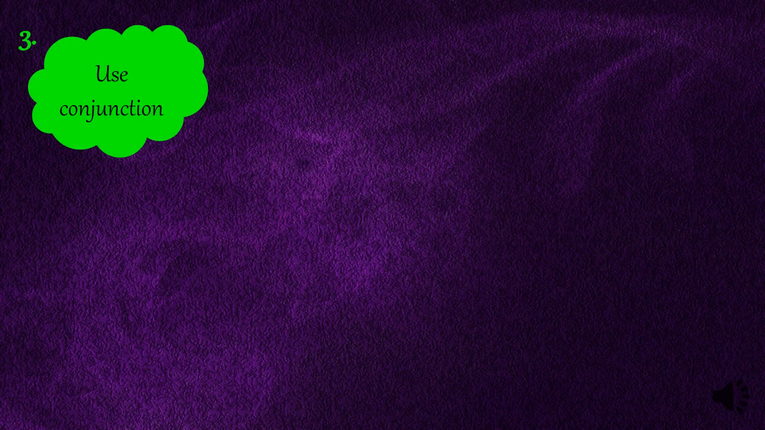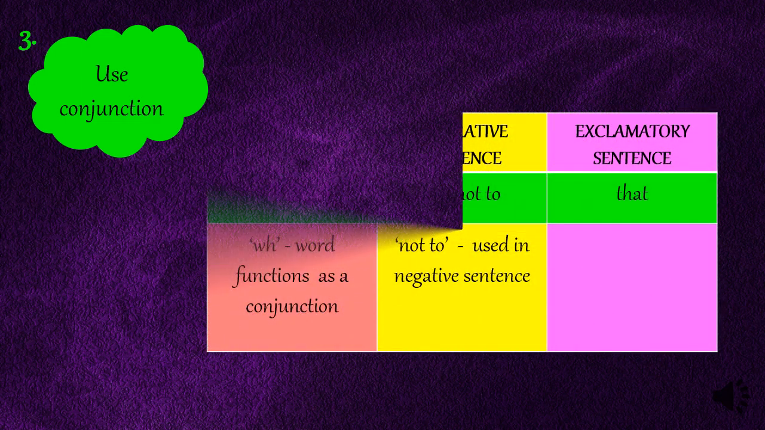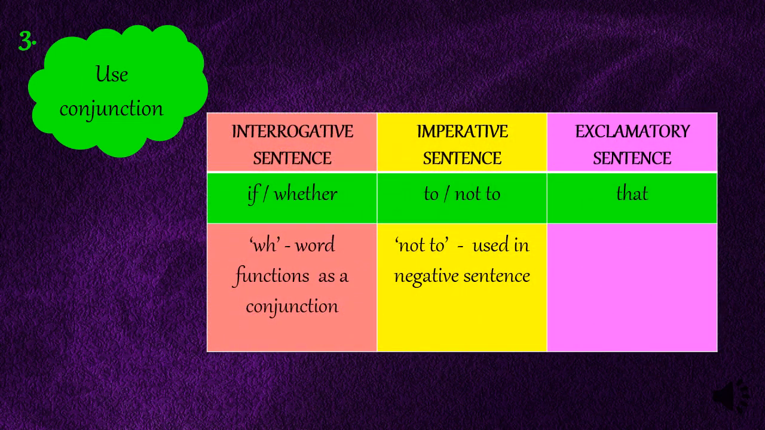Rule number 3, use of conjunction. In an interrogative sentence, if or whether is used. Otherwise, if a WH word is present in the given sentence, then that WH word functions as a conjunction. When you take an imperative sentence, you use to or not to. So you might ask, when do I use not to? Not to is used when there is a negative sentence. In an exclamatory sentence, you use that.